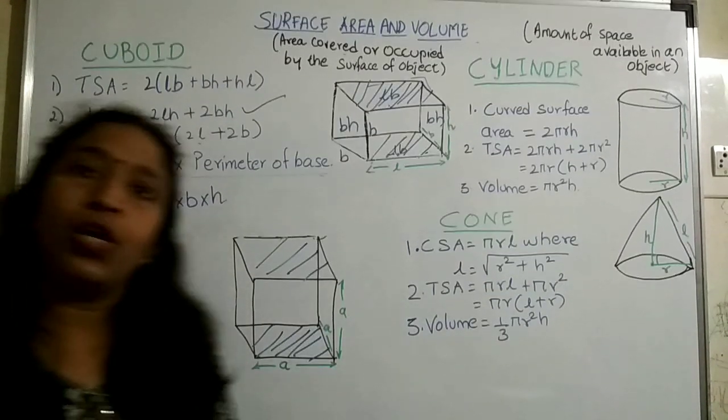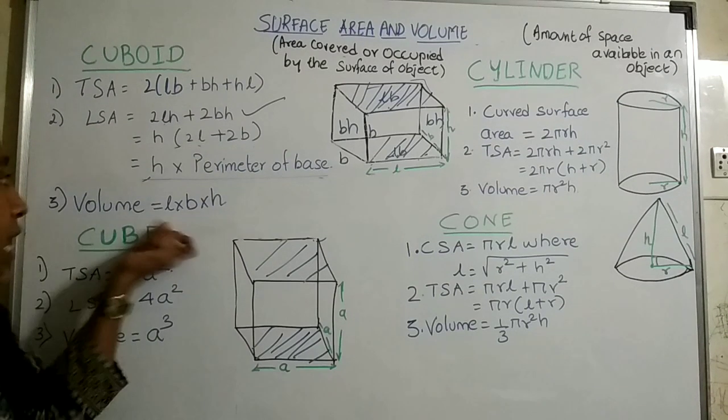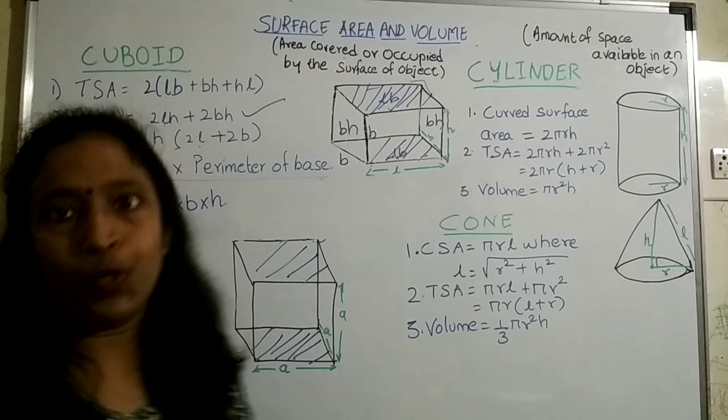Volume formula we all know, that is L into B into H. So A into A into A will give you A cube. Did you understand?